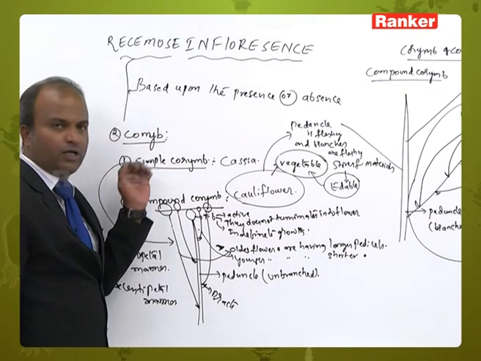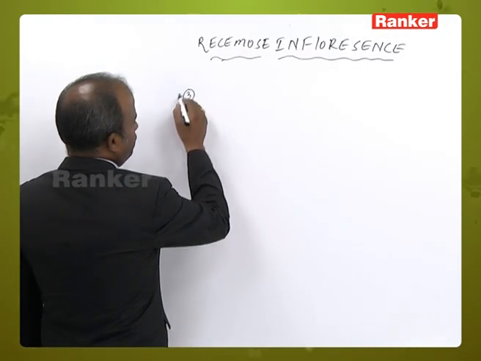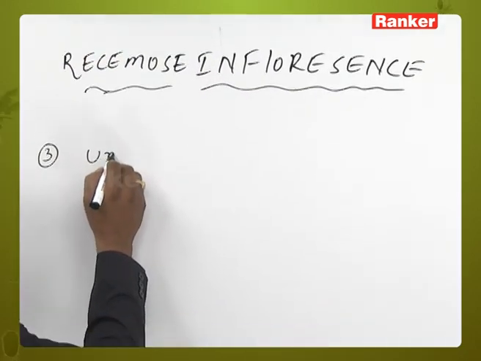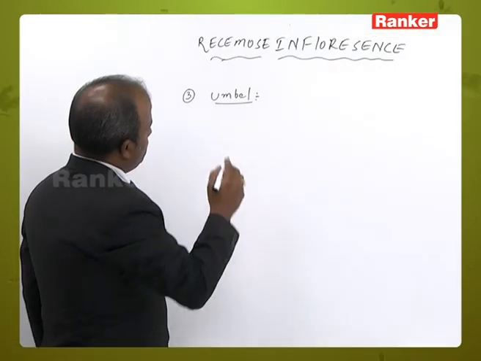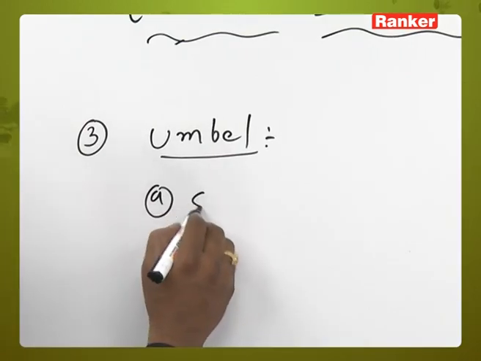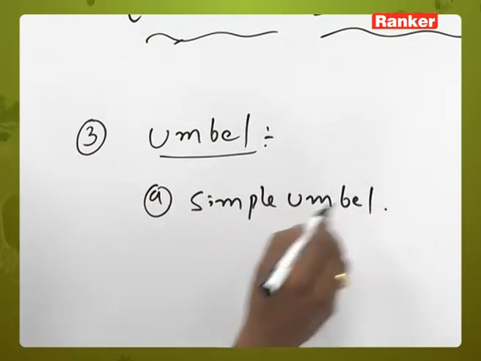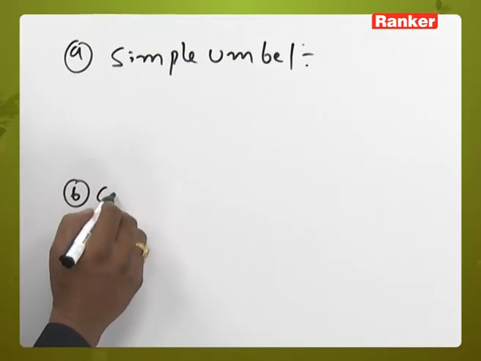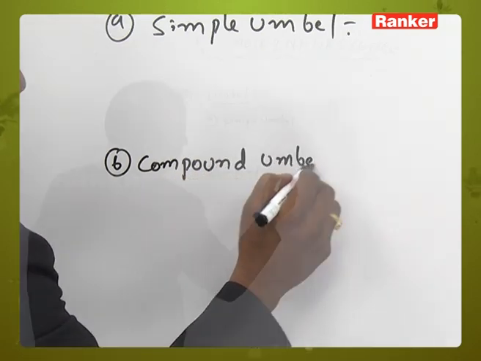So this is about the corymb inflorescence. And next goes to the third type of racemose inflorescence with pedicellate flowers. That is nothing but umbel. Umbel type of racemose inflorescence. Now this umbel type of racemose inflorescence is of two types. One is simple umbel, and the second one is compound umbel.